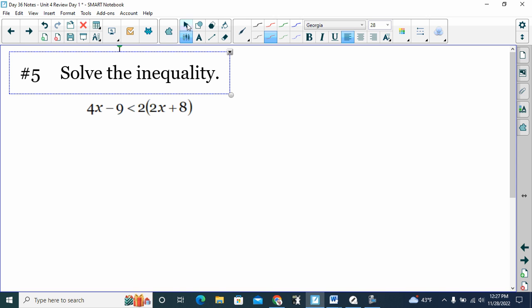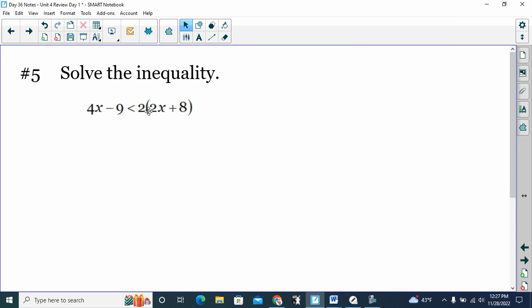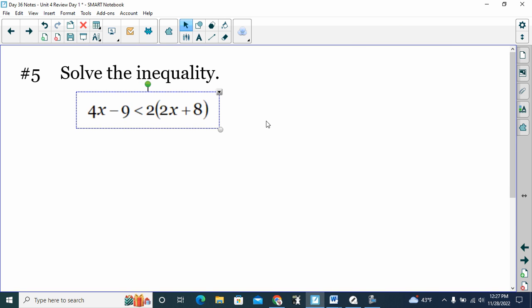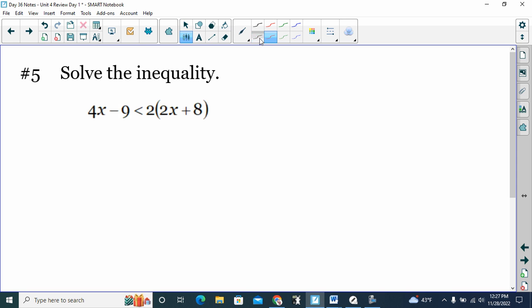Number 5, we have had enough practice with graphing. Let's just go ahead and solve this one. It simply asks us to solve. Start by distributing. 2x times 2x is 4x. 2 times 8 is 16. And I bring my 4x minus 9 down.